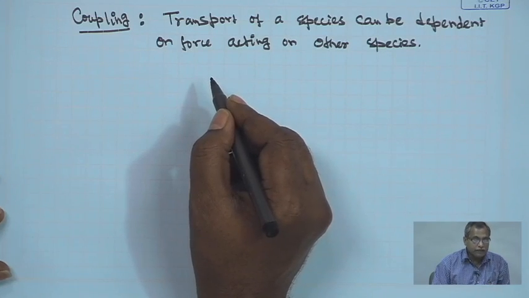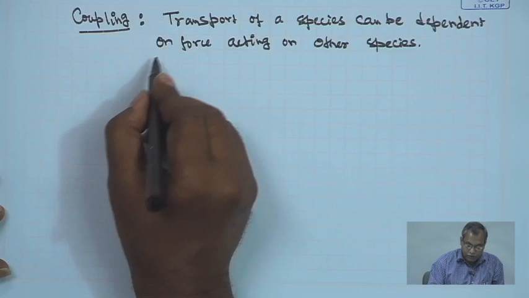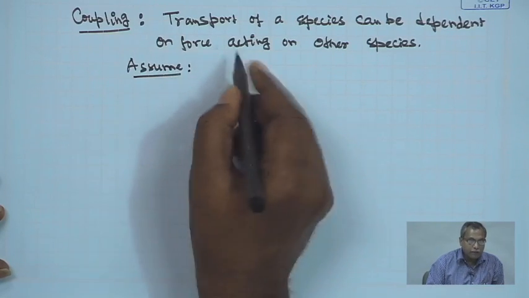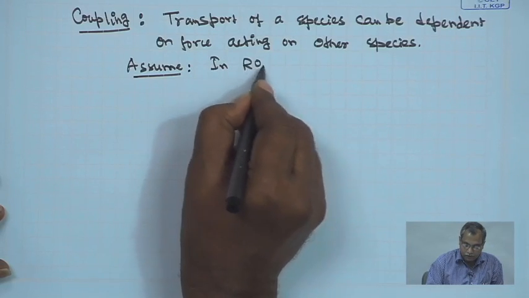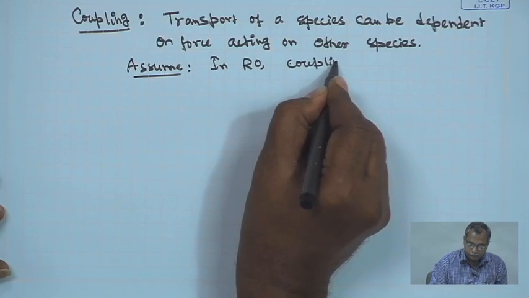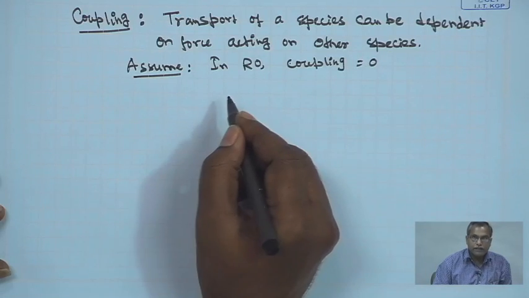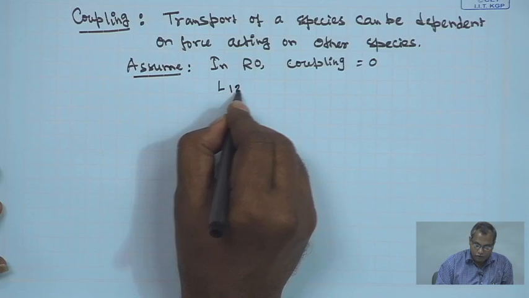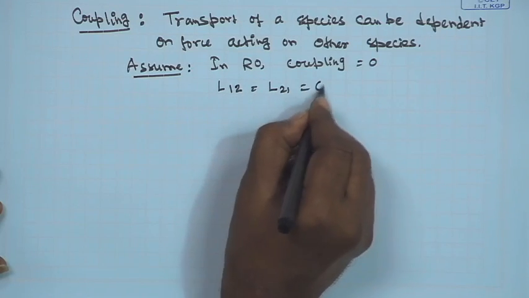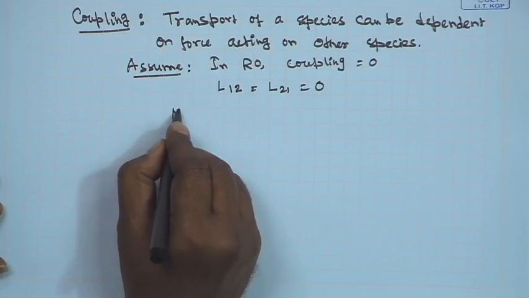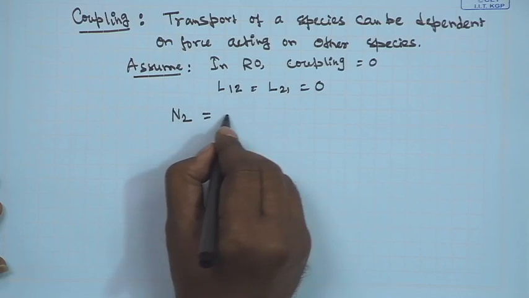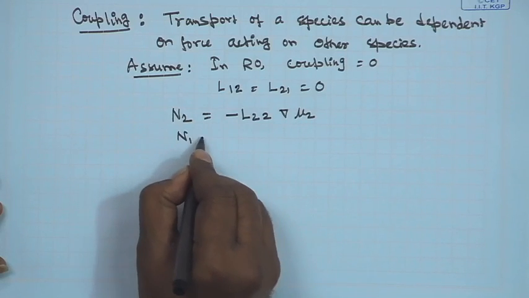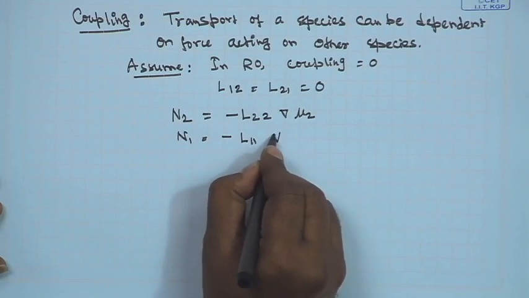Okay. So, that is the definition of coupling, and again we will have an assumption here: assume that in reverse osmosis, RO, the coupling is 0. There is no existence of coupling. Therefore, L_11, L_12 and L_21 are equal to 0, and we will have the expression of solvent flux as minus L_22 grad of mu_2 and N_1 is equal to minus L_11 grad of mu_1.